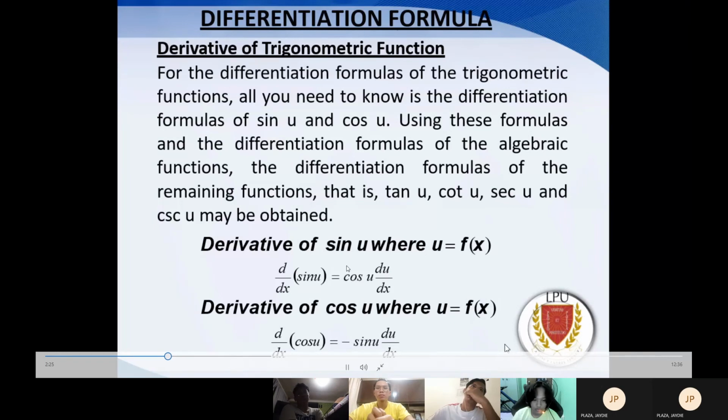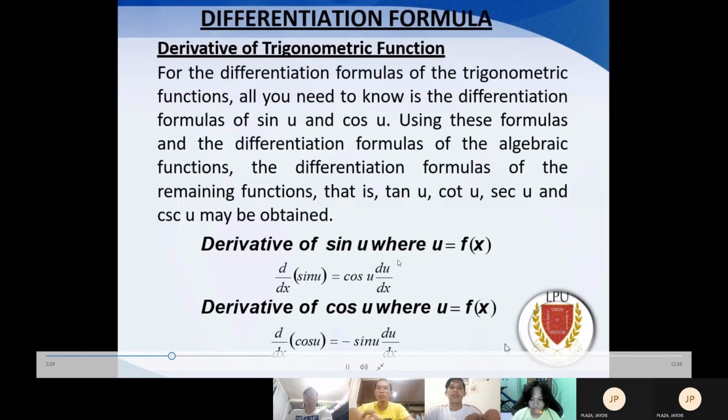So you just need to remember and memorize this. The derivative of sine u, where u is f of x, is equal to cosine u du over dx. So do not forget du over dx. Sine u is equal to cosine u, whatever the variable here is, multiplied by its derivative.